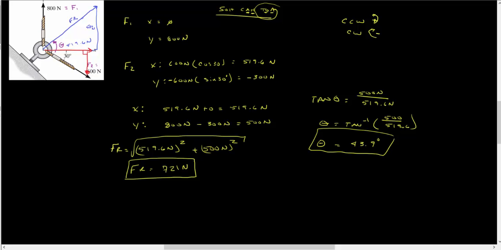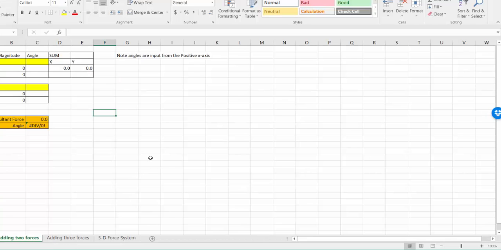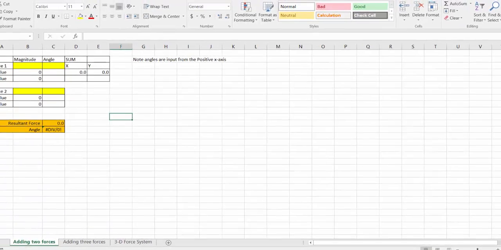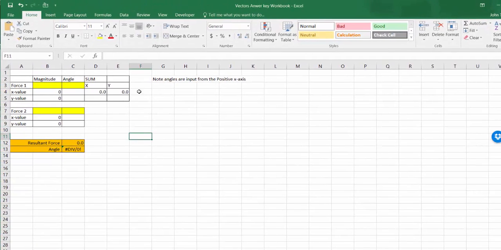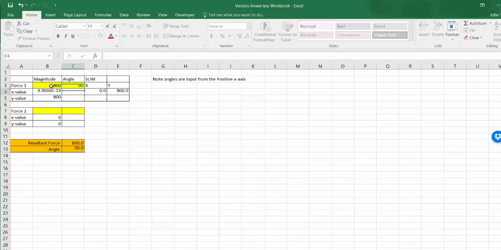I kind of wanted to show you something real quick that I came up with. I put this together a little while ago just to check my work. Let's make sure I'm in view here. So we said that force 1 was 800 newtons. My angle here would not be 0, it would be 90 because it was going straight up on the y-axis. And then I plug in force 2, which was 600 newtons. And then my angle was going to be a negative 30.